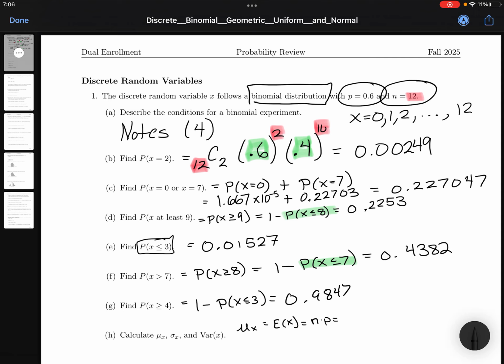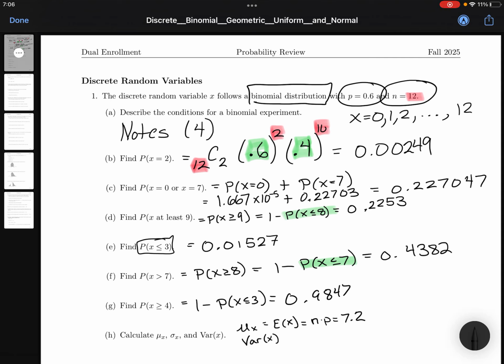All right, mu of x, your mean or your expected value, is n times p. That's 0.6 times 12, or 7.2, which means if you repeat this whole process, 12 trials, then another 12 trials, then another 12 trials, and you count your successes, in the long run, they will average to 7.2.